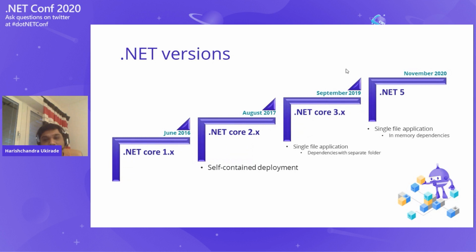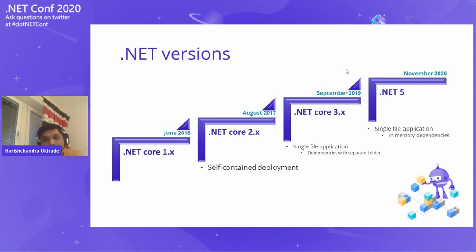Then in September 2019, .NET Core 3 was introduced, or launched. And with .NET Core 3, we had one more great feature in terms of deployments, and that was single file applications. So how did single file applications work in .NET Core 3? It was creating one single file as the output of the application, but it was clubbing the dependencies in a separate folder, so that at runtime it can access those dependencies from the separate folder which is created while publishing or deploying. And that was the cutting edge feature introduced in .NET Core 3.x, in 2019.